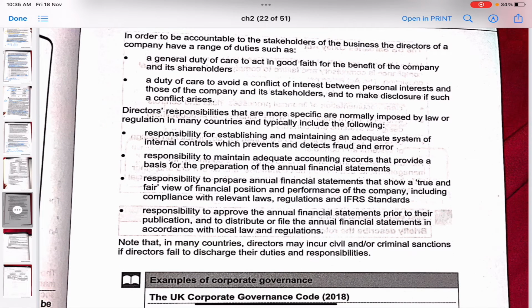In order to be accountable to the stakeholders of the business, the directors of a company have a range of duties. So what are the duties of the directors? A general duty is to act in good faith, so they need to behave properly and act in an ethical manner to benefit the company and its shareholders. The directors also have a duty of care, to avoid a conflict of interest between personal interest and the company's interest. So we need to manage that.